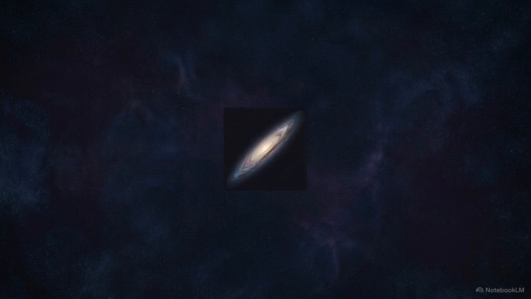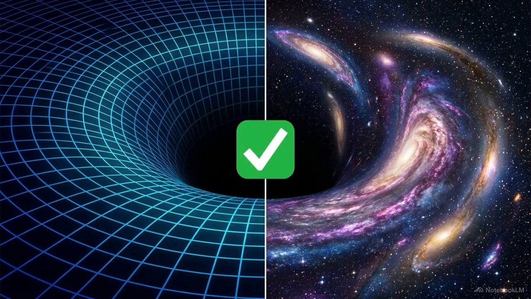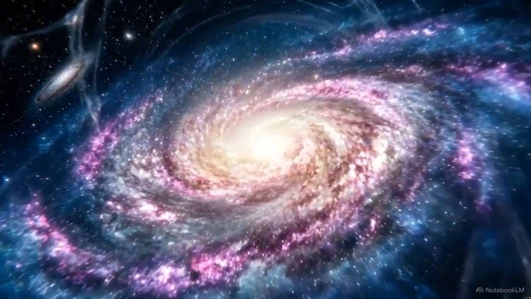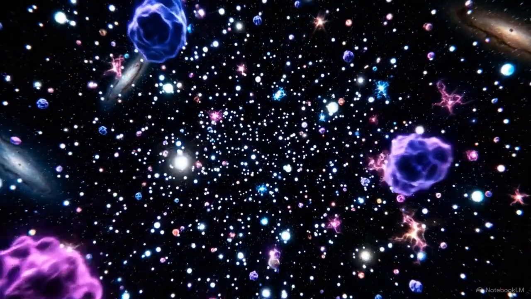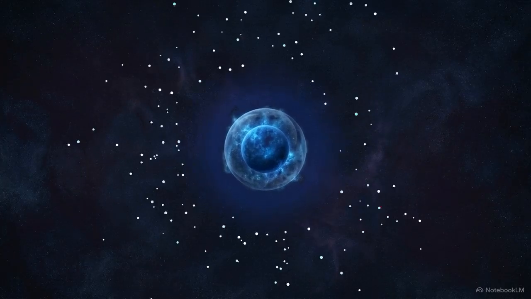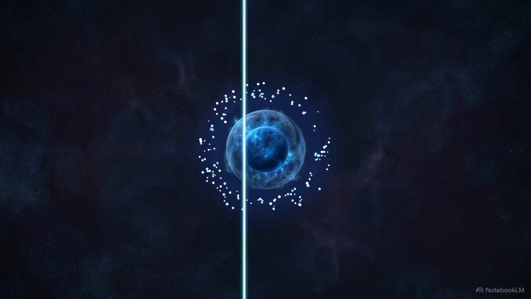These observations provide proof that the mass exists, but to understand what dark matter actually is, we have to move from the scale of galaxies down to the scale of subatomic particles. The search for a specific particle relies on finding a candidate that fits the cold and dark profile, something heavy enough to exert gravity, but light enough to stay invisible.